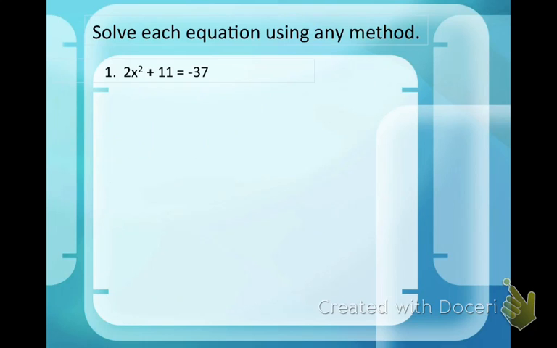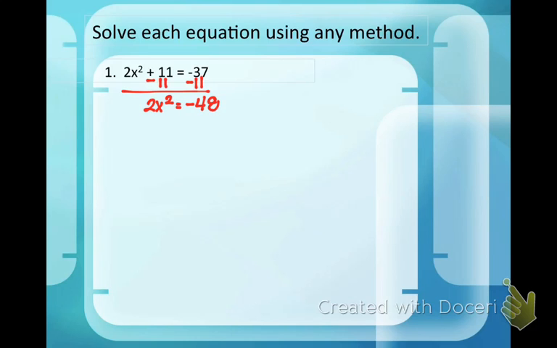The exact same way we would solve any other problem, but now we just have one more thing to look at when we're solving our equations. So let's look here at what I've got. I don't want to complete the square because I don't have an x and a b term. All I have is an x squared term. So what I'm going to go ahead and do is just subtract 11 over to the other side. That's going to leave me with 2x squared equals negative 48.